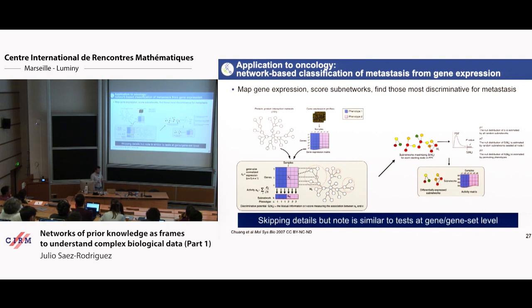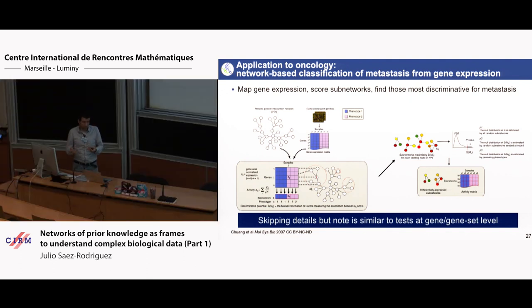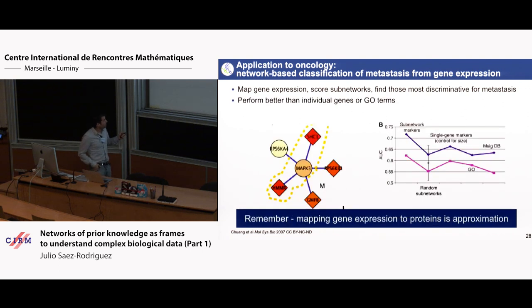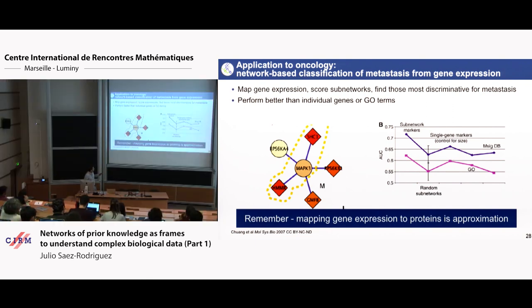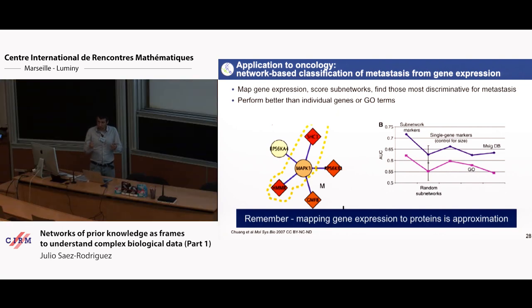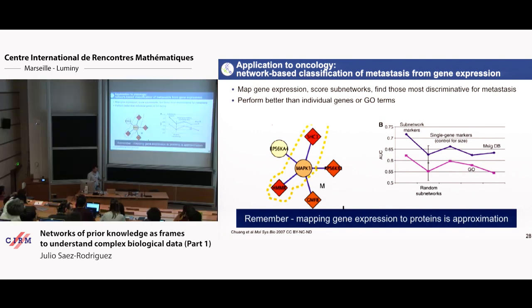And I will not get into the details, but the analysis is very similar to what we discussed before about the gene sets, of how you do enrichments and things like this. What they could do in this study is identify subnetworks like this one here, with these genes, that better predicted or discriminated metastatic from non-metastatic patients than looking simply at individual genes or at GO terms, which is purely a list, where you do not have the knowledge or concept of the network. So building into the equation the fact that some of these genes interact with each other helped them to find better classifiers of disease.